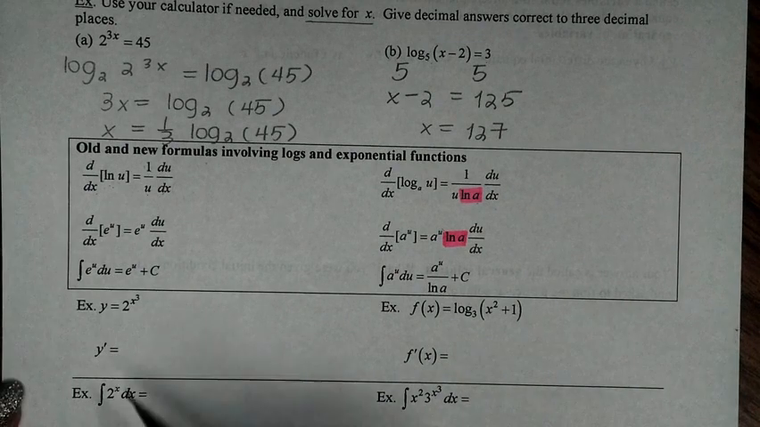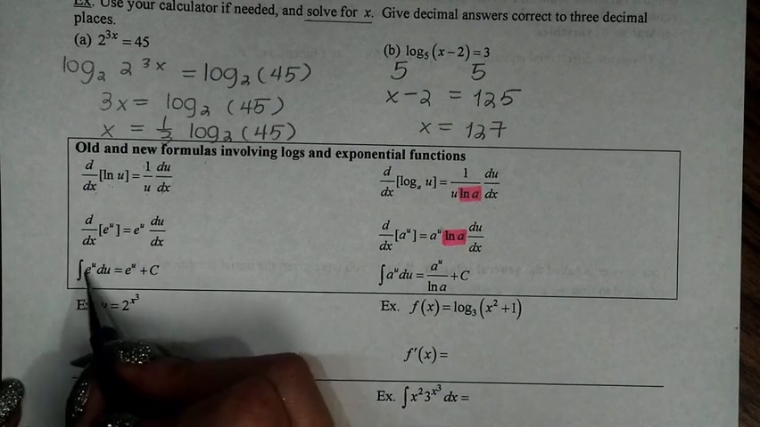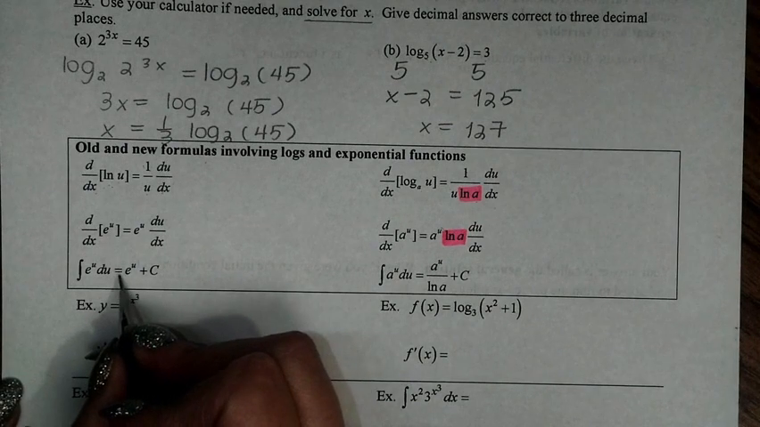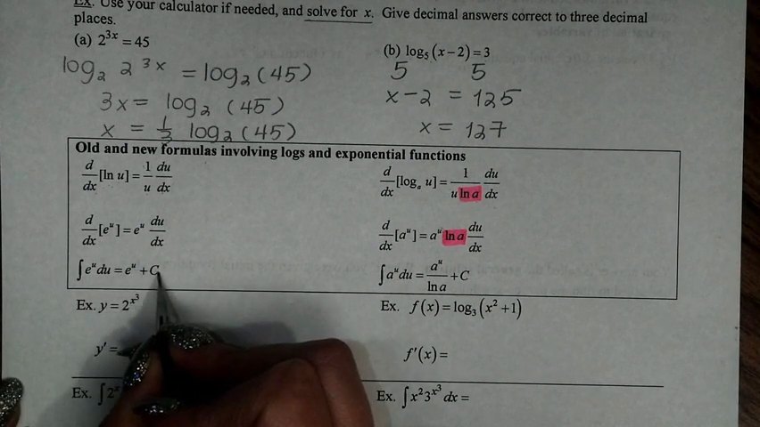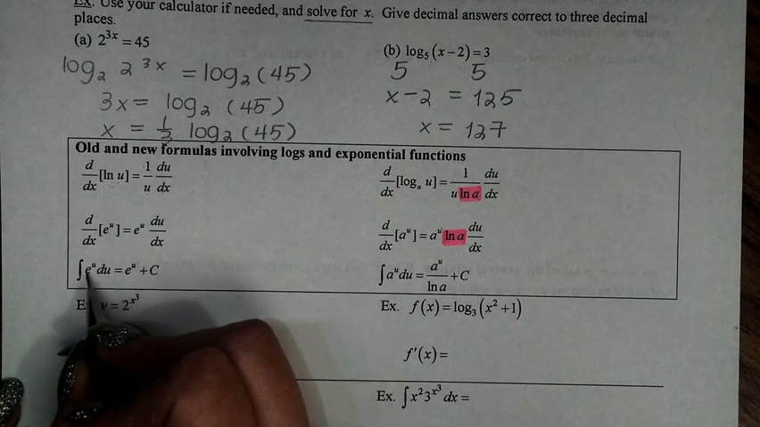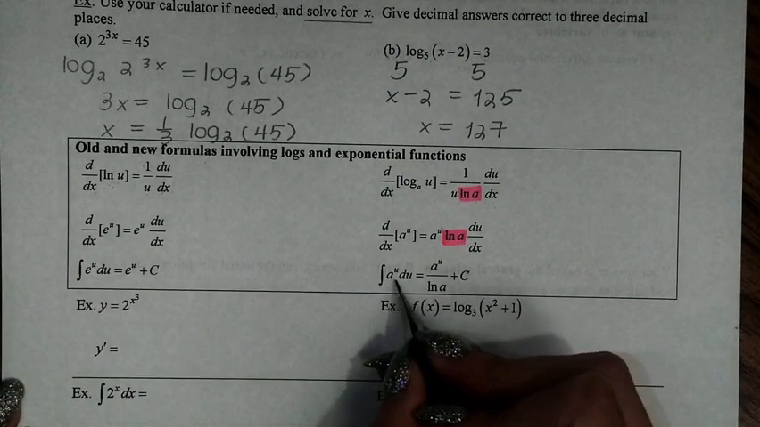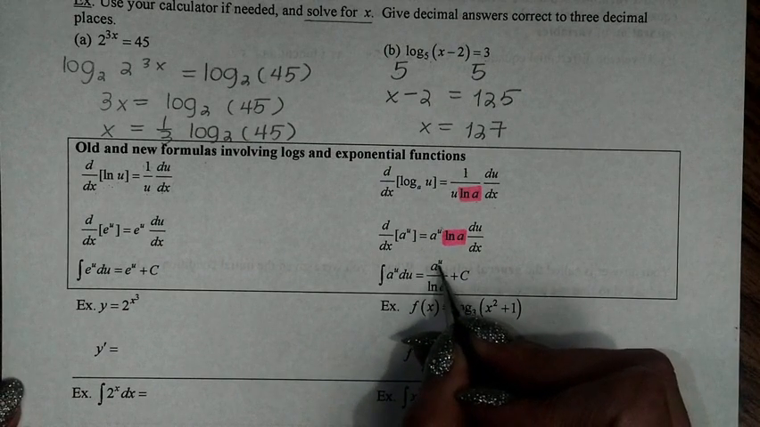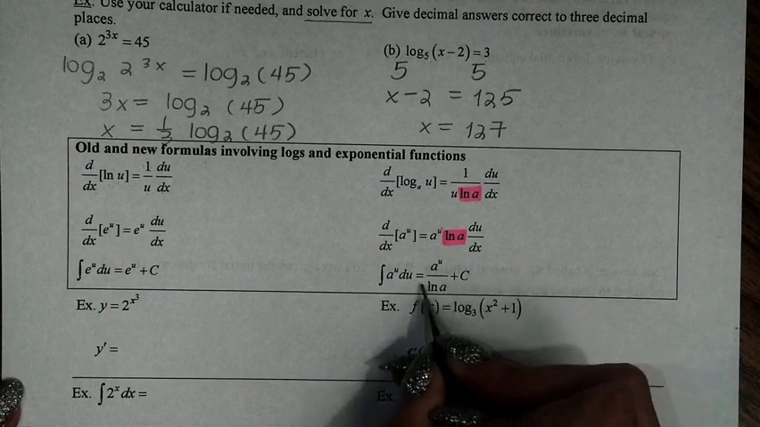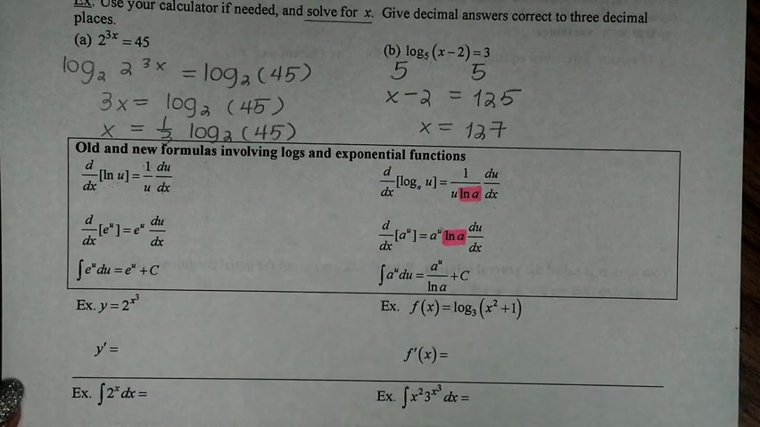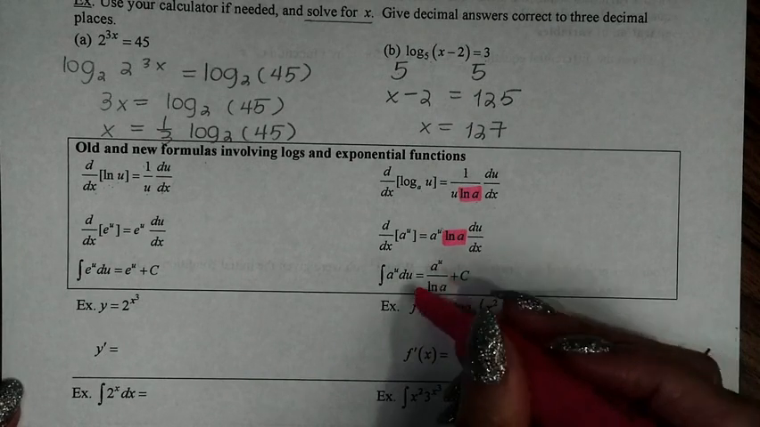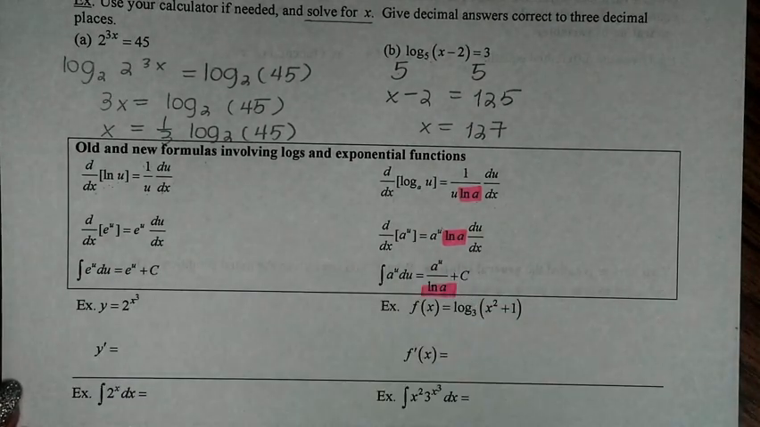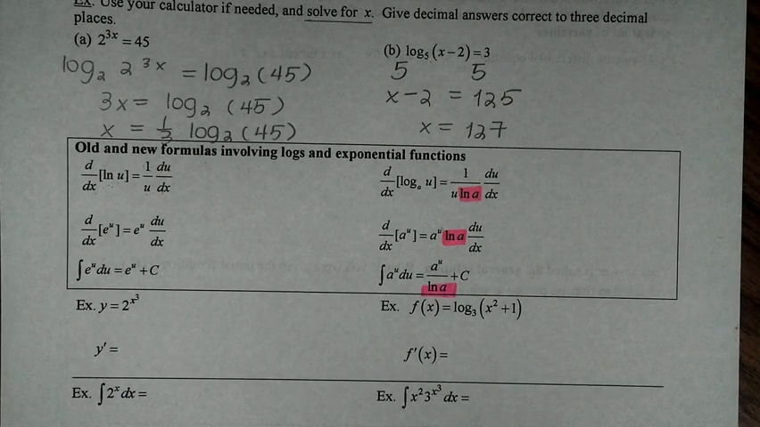The next one is the integral of e to the u du, which is equal to e to the u plus C. Something very similar for bases different than e: when you have base a, the integral of a to the u du is equal to a to the u, and you also divide by the natural log of a. That's the difference between this formula and that formula. The highlighted part is the difference between the formulas we learned on previous days and the formulas we're learning today.